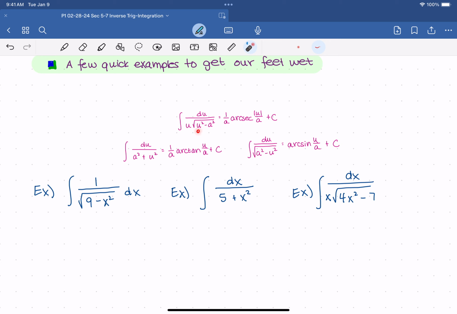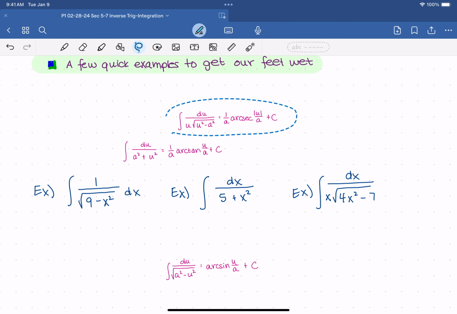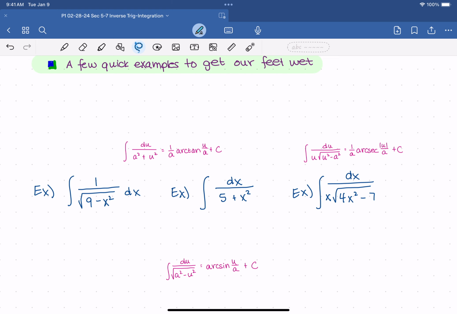The thing to focus on is under the radical. Is it the variable minus the constant, or is it the constant minus the variable? So if you look at this first one, it is the constant minus the variable. So this is your arcsine. The third example is the variable minus the constant. So that's arcsecant. So I'm just going to go ahead and quickly rearrange these, put their applicable formula up above, and then I'll show you how to use them.